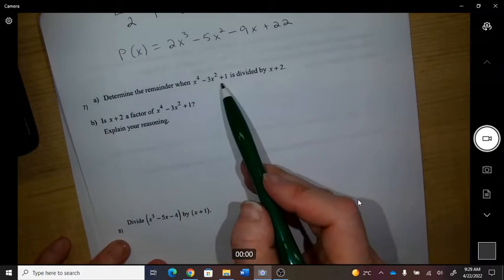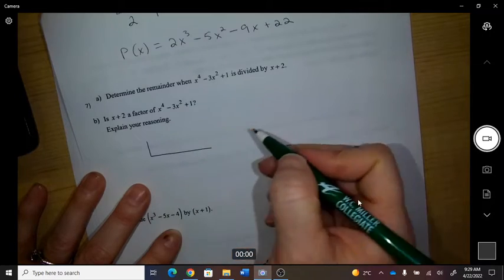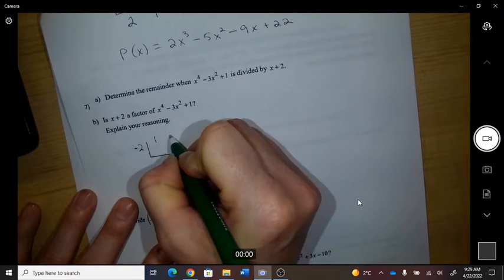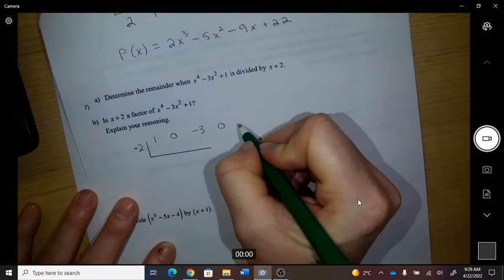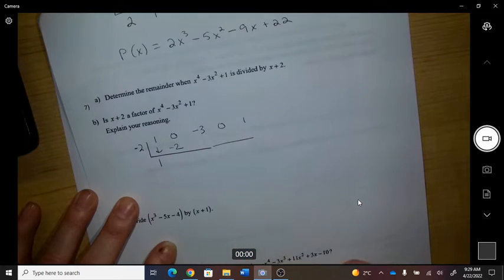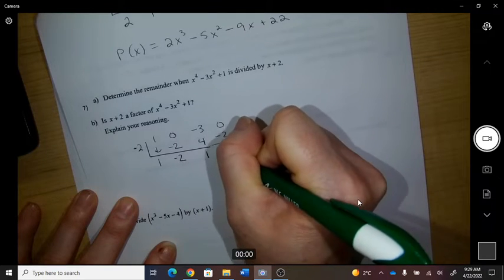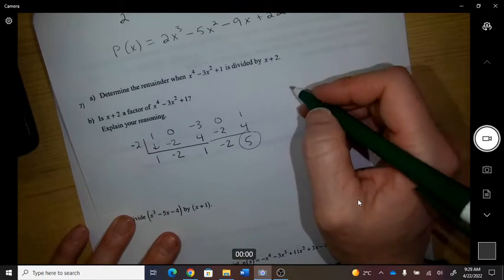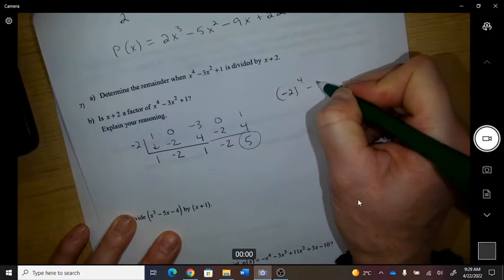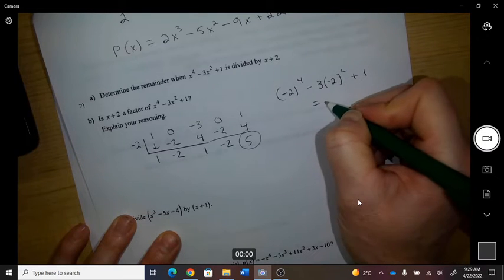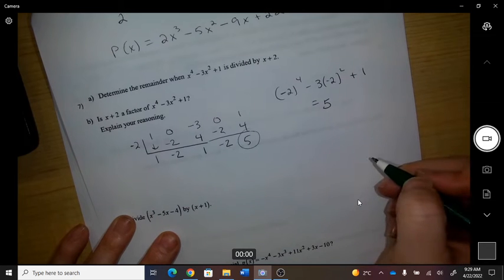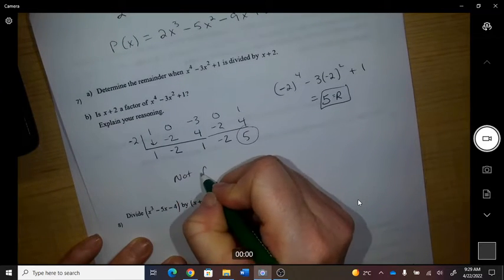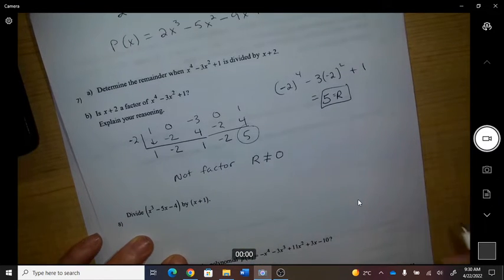Determine the remainder when this is divided by that. So I'm going to go 2 ways, synthetic division or remainder theorem. So negative 2 in the front, 1 for x to the fourth, no cubes, negative 3 for squareds, no x's, and 1. Bring that down, multiply, add, multiply, add, multiply, add, multiply, add. So I'm getting a remainder of 5. We'll do it the other way. So we're going to go negative 2 plugged in, which makes also a 5. So remainder of 5. Is this a factor? So it's not a factor, and your reasoning is that the remainder does not equal 0.